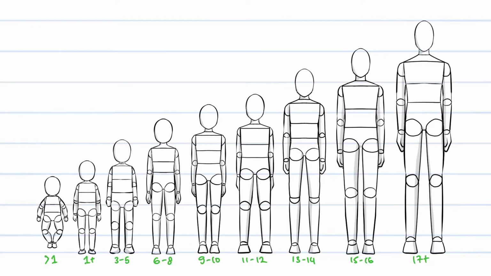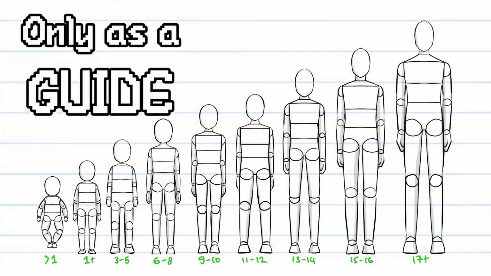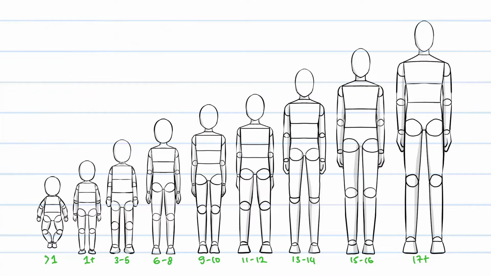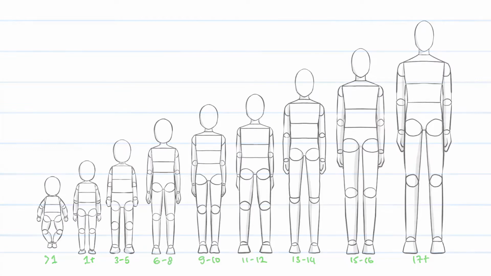This is the side-by-side comparison of the growth from infant to adult. The line is based on the adult's head unit. The width and height proportions here serve only as a guide. With this guide, you can design and draw characters with average proportions or the outliers.